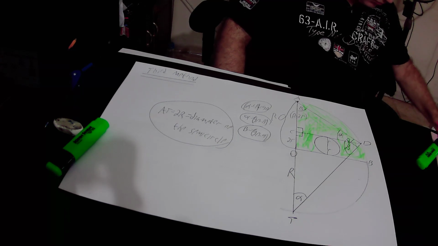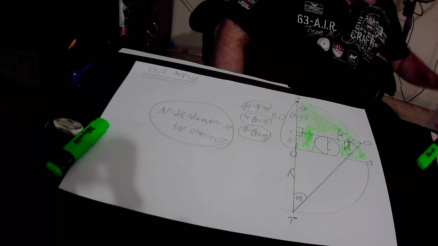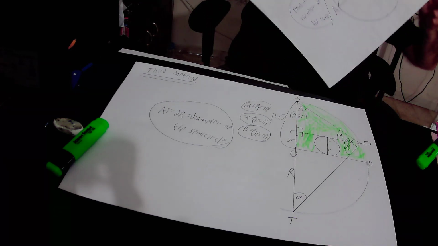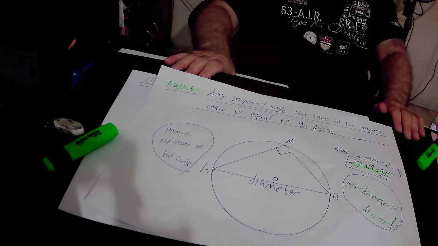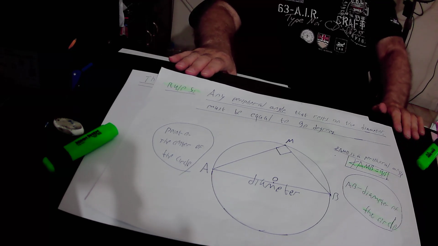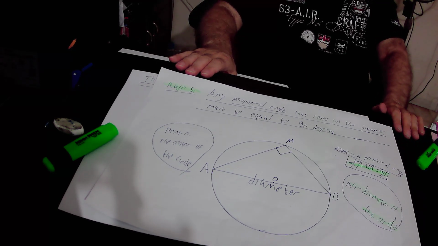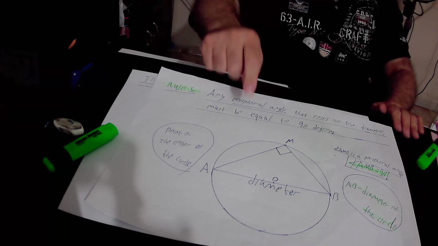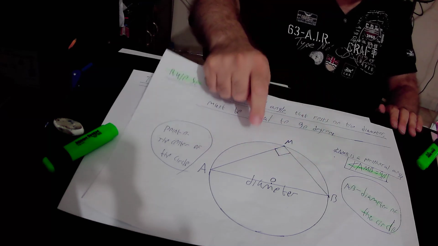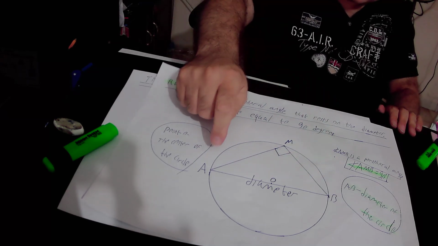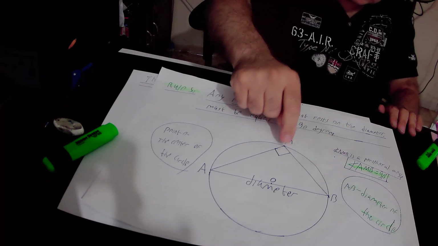According to rule number 5, any peripheral angle that rests on the diameter of the circle must be equal to 90 degrees. We have peripheral angle AB that rests on AB, that is the diameter of the circle, therefore according to this rule number 5, peripheral angle AB equals 90 degrees.